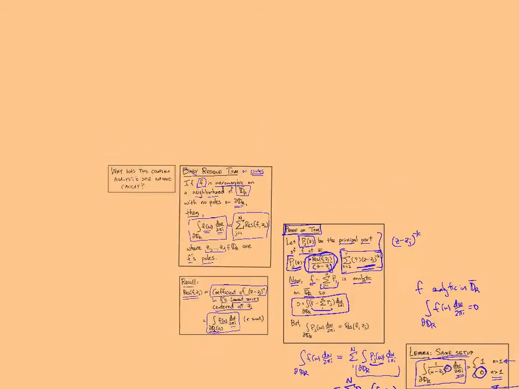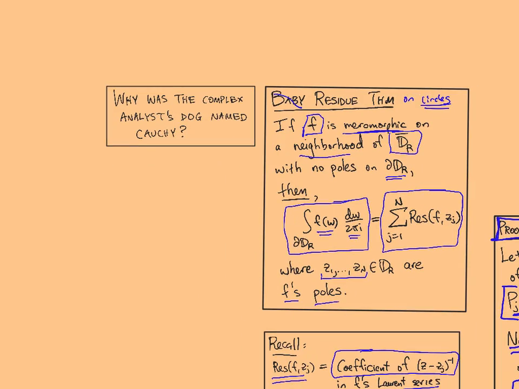And so the answer to the question, why was the complex analyst's dog named Cauchy? Because he left a residue at every pole.